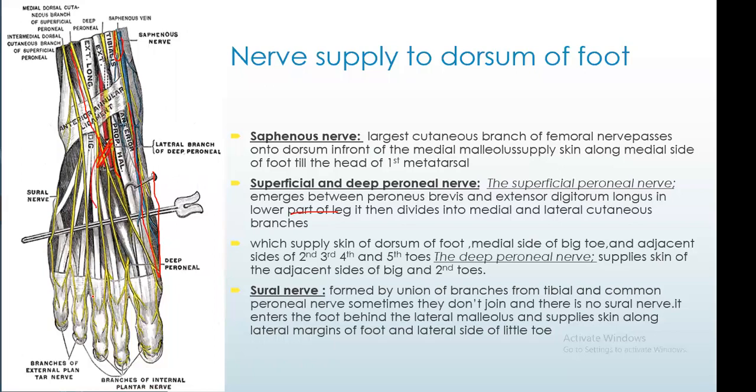Second, third, fourth. The sural nerve is formed by the union of branches from the tibial and common peroneal nerves, which is coming from the leg. Sometimes they don't join, and there is no sural nerve. It enters the foot behind the lateral malleolus and supplies skin along the lateral margins and the lateral side of the little toe. This is the lateral side, the lateral margins, and this is the sural nerve.